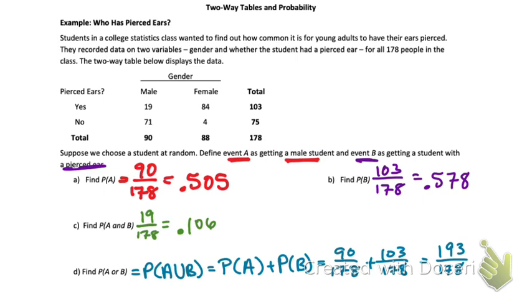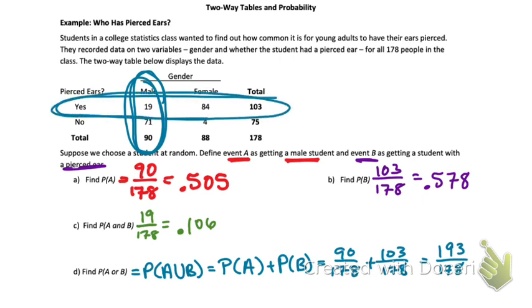So guys, what happened here? When we looked at the probability of male, we were looking in that column. We were including the guys in this column, yes? When we were looking at the probability of having the ears pierced, we were looking at this row. What do you guys notice? I have overlapped, and that means that I have counted these 19 guys twice. And you can't do that. I counted them in the male section and I counted them in the ear pierce section.